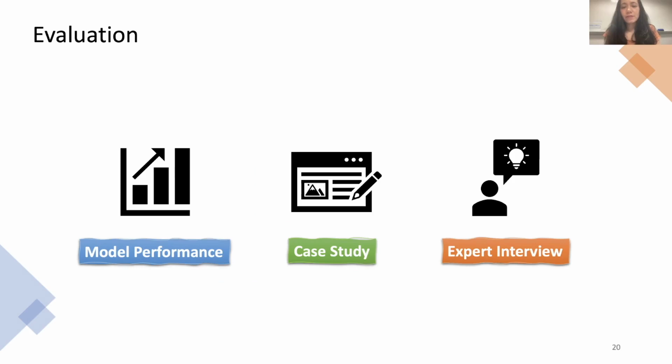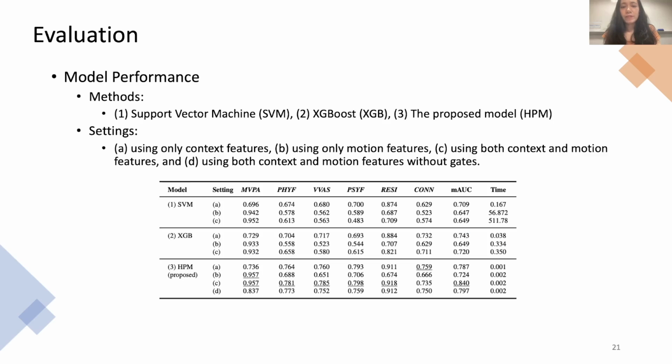To demonstrate the effectiveness and usability of HealthPrism, we evaluate the system from the perspectives of model performance, case studies, and an expert interview. In model performance evaluation, we compare the proposed model with 2 interpretative baseline methods on different settings. We can see that the proposed model achieves the best performance under all settings. The ablation study confirms that the proposed model using both context and motion feature was optimal, especially with the gate mechanism, as it achieves the highest mean area under the curve. Moreover, our model has the fastest inference time.